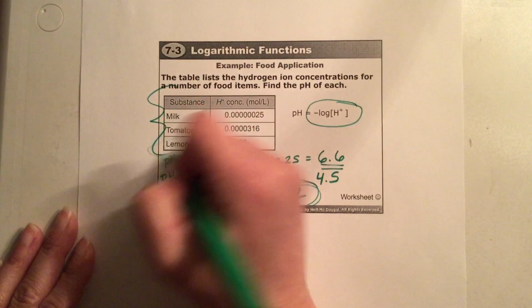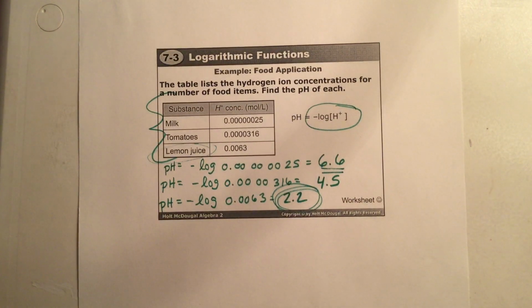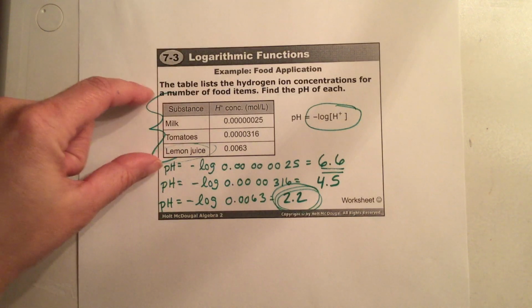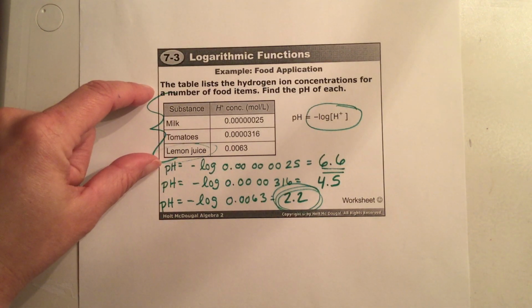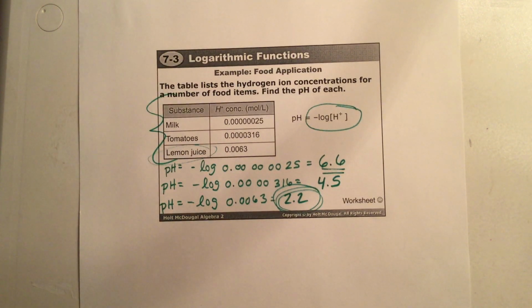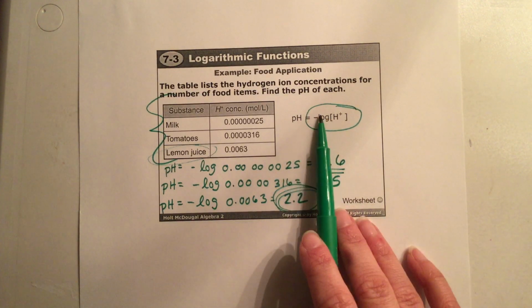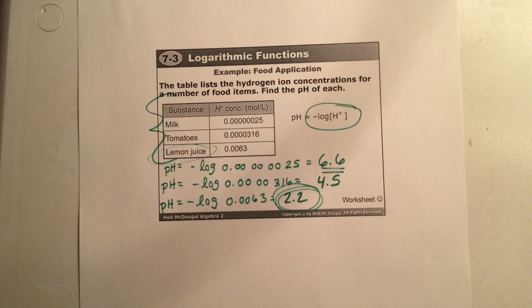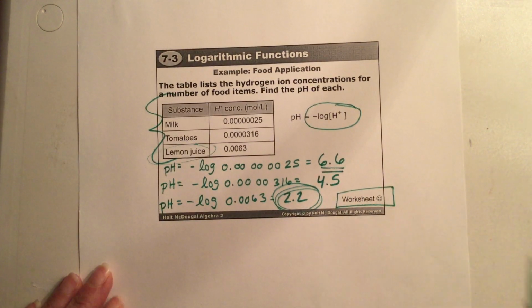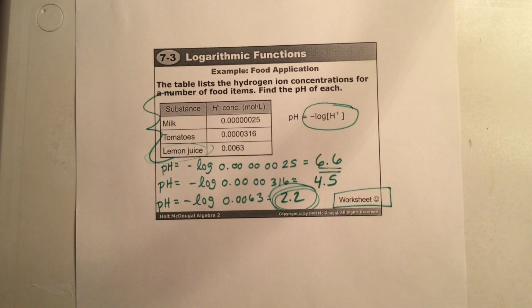So in real life scenarios, people who are dietitians or work in a nursing home may have to monitor the pH level for certain foods and beverages for some patients or clients. So you just use logarithms to figure out a real life situation. Today you just have a worksheet. It covers the very basics of logarithms.